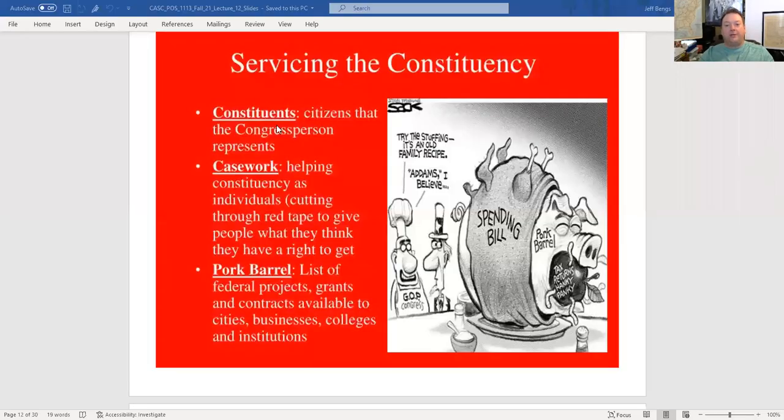So the local interests are the constituents, that's you and I. We are citizens who elected our congressperson and they represent us. They go to Washington, D.C., and we expect them to work with other senators and other congresspeople to pass bills that represent our interests.